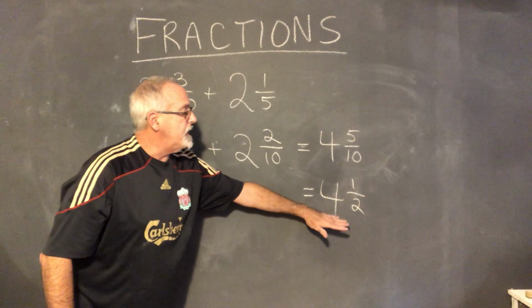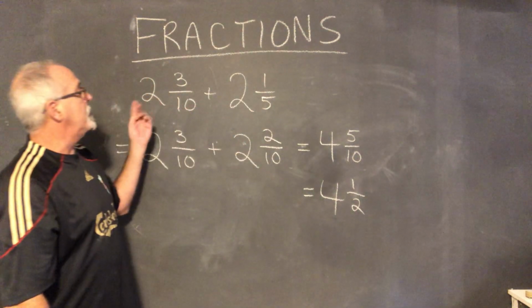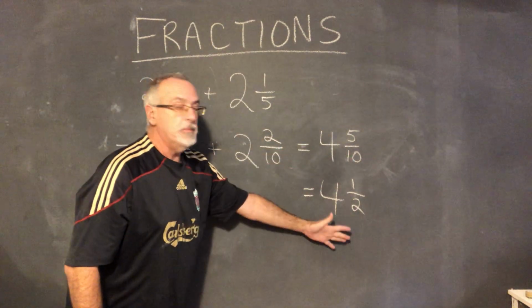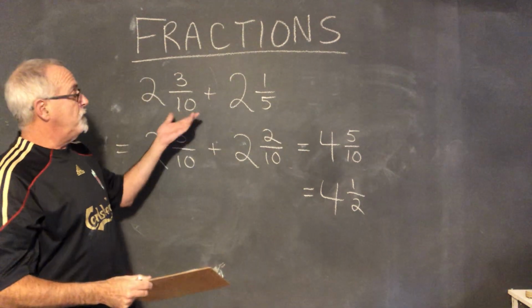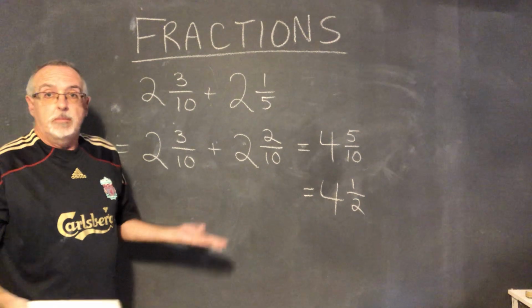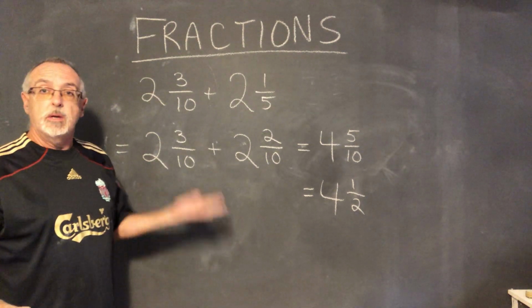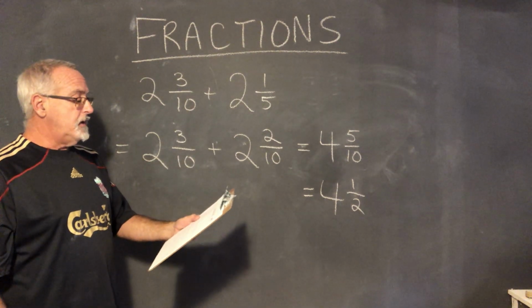I have my answer. It's in the form of a mixed number like I started with, and it's simplified as much as I can. And that's just another example. But when we don't start with a common denominator, does it cause a problem? No, we can still do it. Let's do another one.